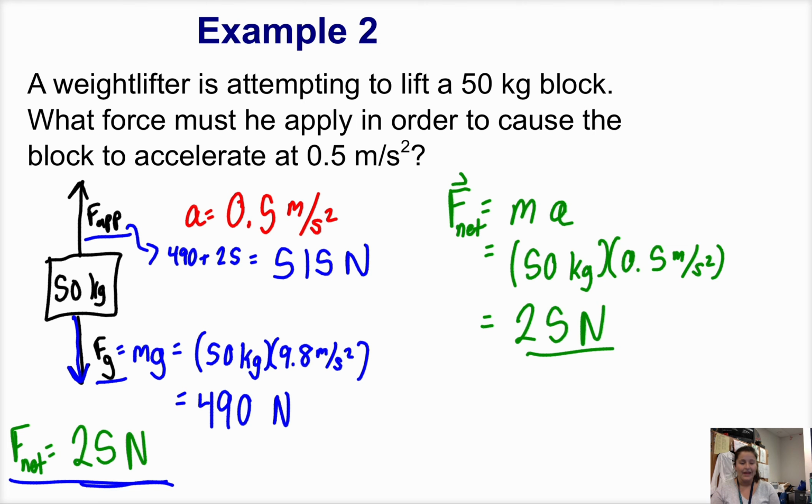Okay? And again, the block's not moving side to side at all. It didn't say anything about that. So we don't have any of those forces going on. Hopefully that was helpful. Do you get it? Okay, cool.